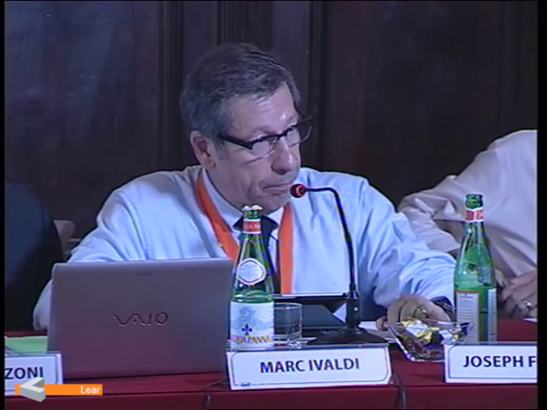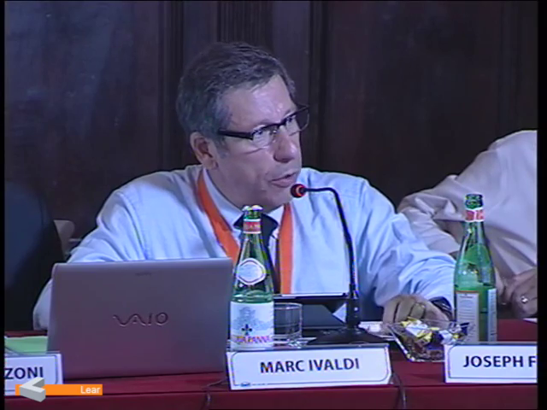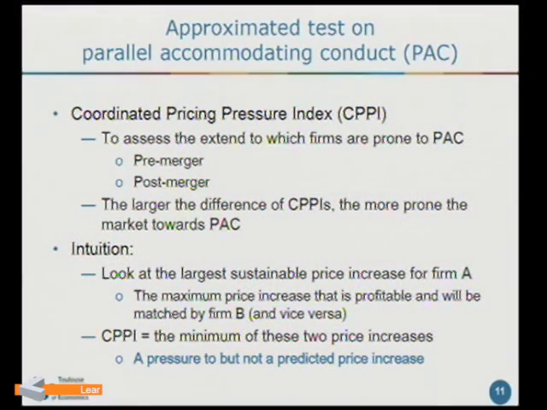Okay, now this approximated test is called the Coordinated Pricing Pressure Index. In this case, the idea is to assess whether firms are prone to parallel accommodating conduct. The idea is to compare the situation pre-merger and post-merger, so you compute this index before and after, and the difference gives you an idea of the capacity of the market to give the condition for coordination.